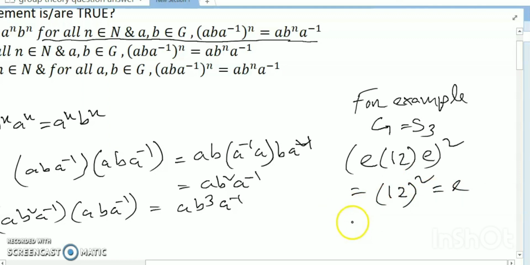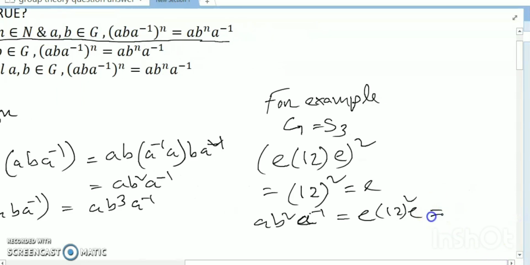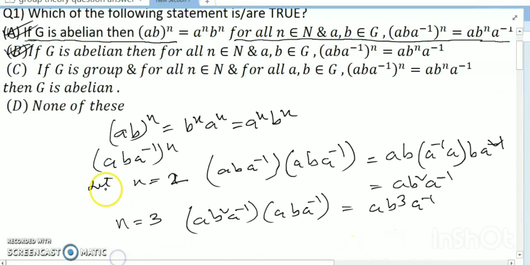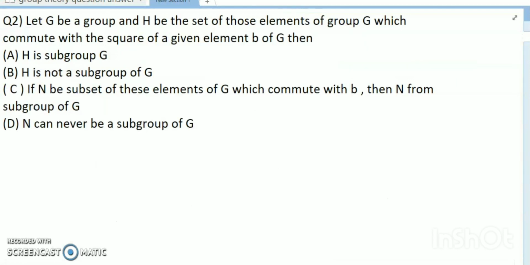And in another way, if a b square a inverse, you can see that (1 2) whole square into e, because the inverse of the identity is itself, so it is e. So I see that S3 is not an abelian group, but the statement holds, so option C is wrong and option D is also wrong. So next question.